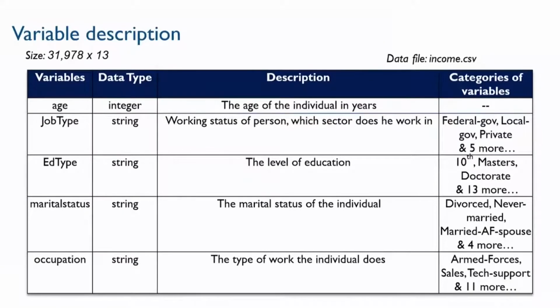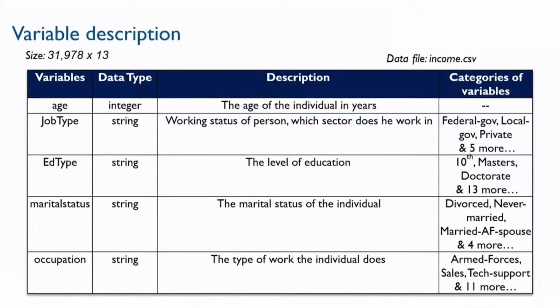The dataset name is income.csv. So you can see the variables. We have age, which contains the individual's age in years. Then we have job type. It contains the category of job types like federal government, local government, private, and many more. This provides the status of a person, which sector the person works in. Now we'll go for education type. It gives the level of education a particular person has. So we have 10th, master's, doctorate, and many more.